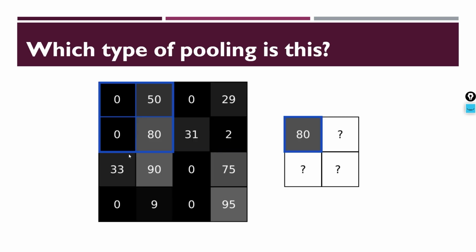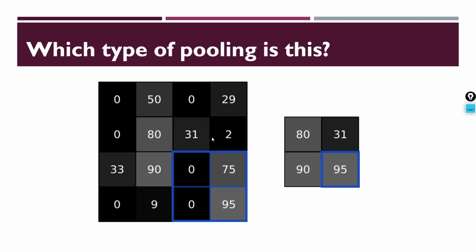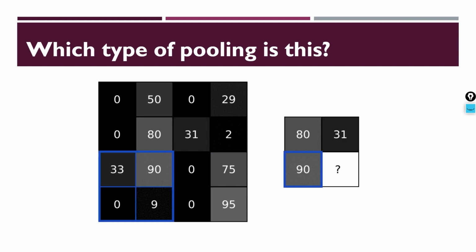Now, can you tell me which type of pooling this is? You can see that every time it's pulling out the maximum values. So what type of pooling do you think it is? Yes, it is max pooling.